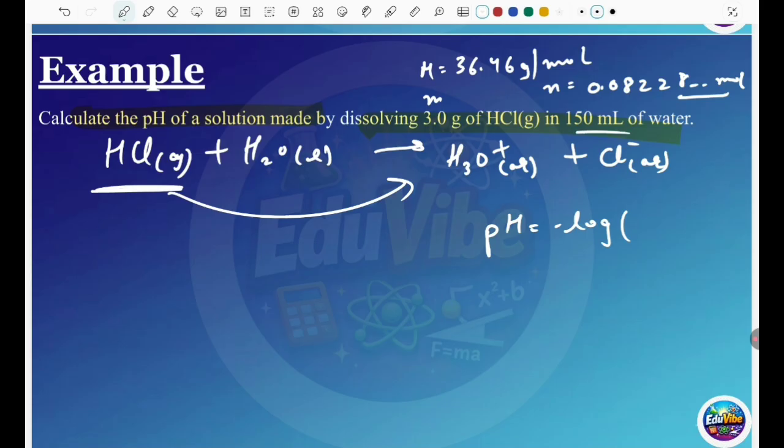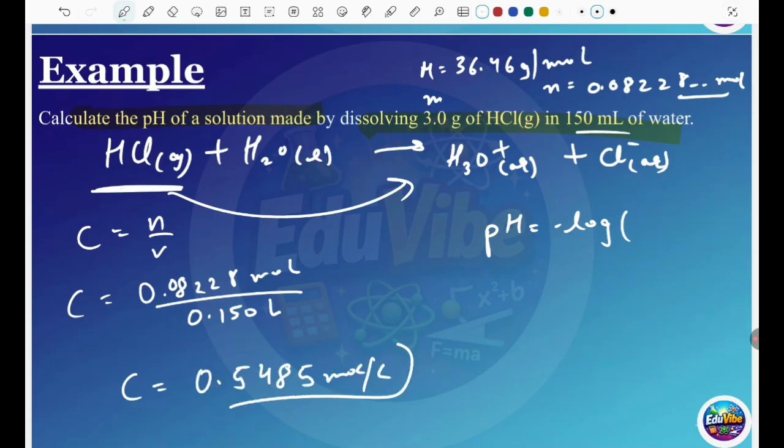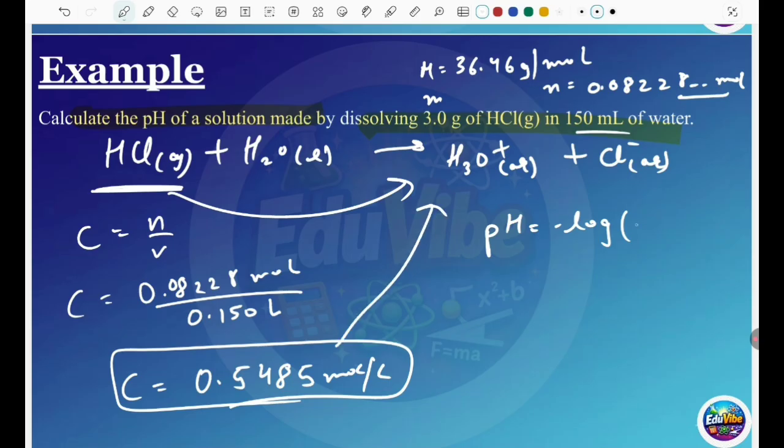So you have the volume, which is 150 mL, divided by 1000 to convert to liters. So you get 0.08228 moles divided by 0.150 liters. When you calculate this, you get about 0.5485 moles per liter, which is basically equal to the hydronium ion concentration. So you directly put this value over there, moles per liter.